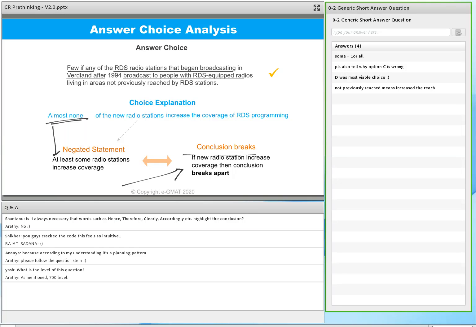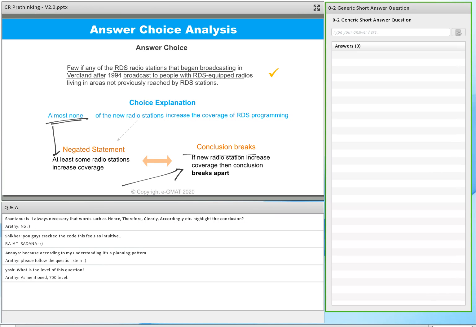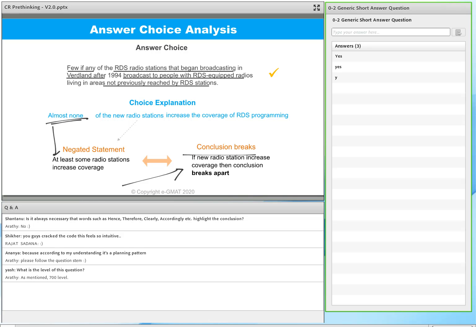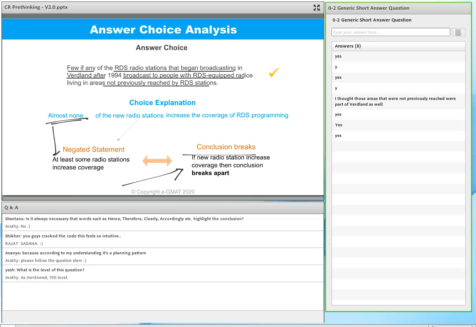Some is one or all, yes, and at least some means at least one. Everyone, can you see how this choice is in line with our pre-thinking? I'm going to look at every other answer choice, but can you see that? Yes, they were part of Worland. Doesn't mean that every part of Worland has RDS coverage. Does every part of your city have 5G coverage for cell phones? No, but some parts do. That's what happens when technology comes.